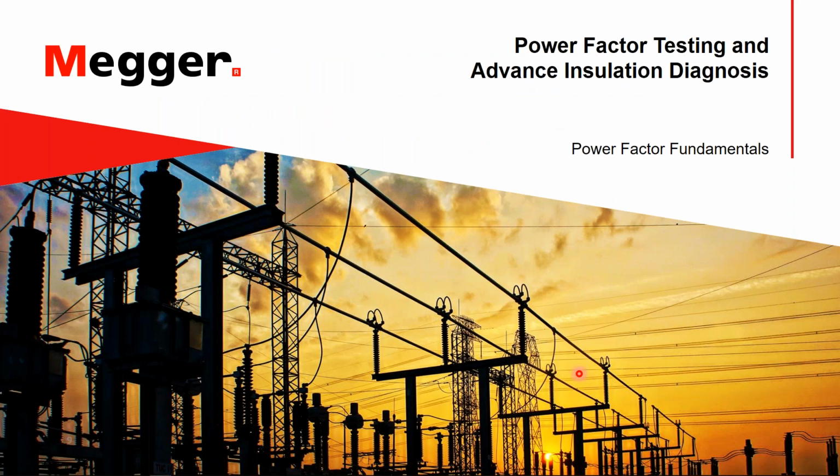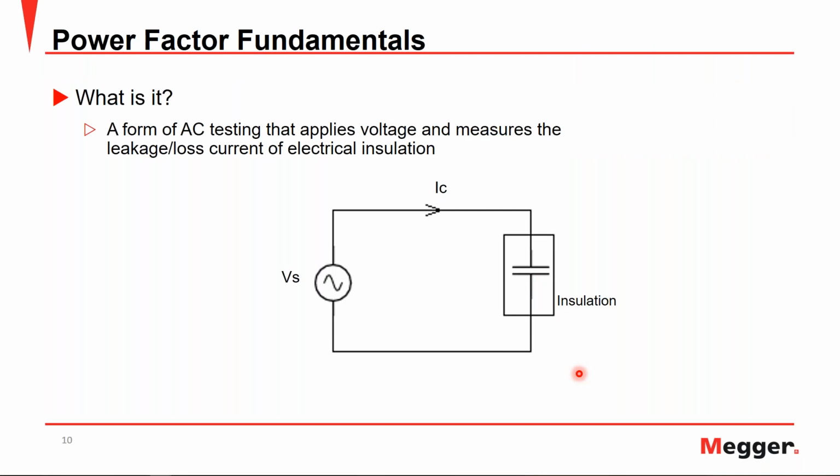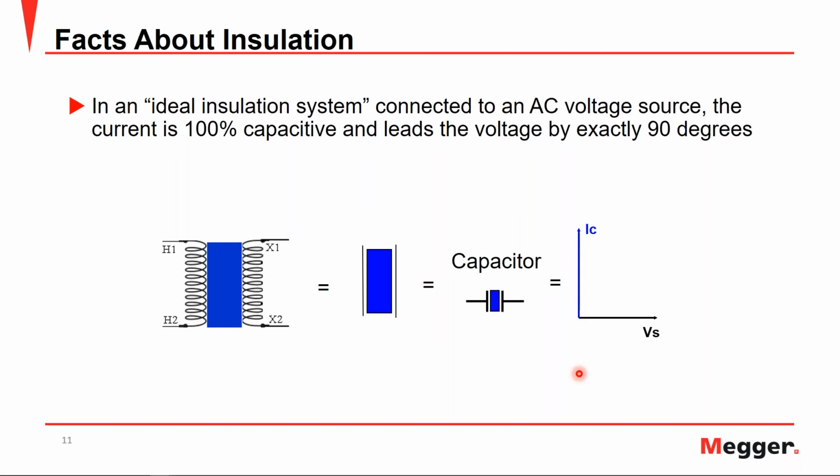Now let's go ahead and start moving into the power factor fundamentals. When we talk about power factor, what exactly is a power factor? Power factor is a form of AC testing that measures leakage current or loss current of an insulation. The intention of the power factor measurement is to determine the integrity of the insulation, where the ideal insulation would not allow any of this leakage current to flow. When we talk about the ideal insulation, we can look here where you have your primary side windings and your secondary side windings that are separated by a dielectric, which is the insulating material in between.